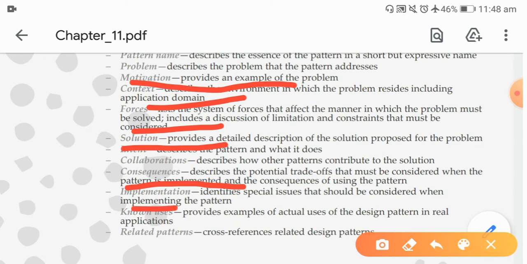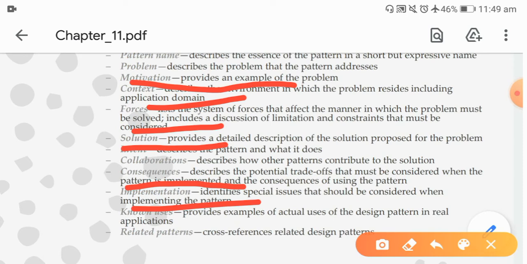Next one is the implementation. Implementation identifies special issues that should be considered when implementing the pattern. That is, identify specific issues. That is, when you enter the wrong PIN, then what type of error should your system display to the user, so that the customer who is doing the transaction can identify that they entered the wrong PIN. So these are the implementation issues.